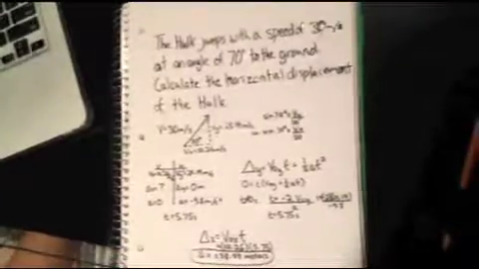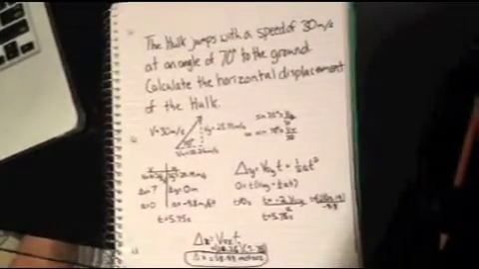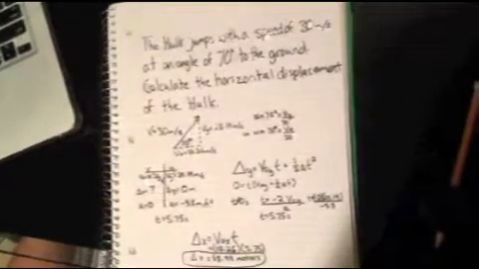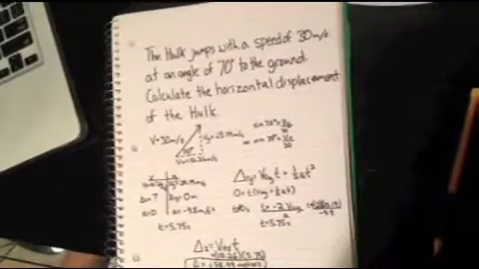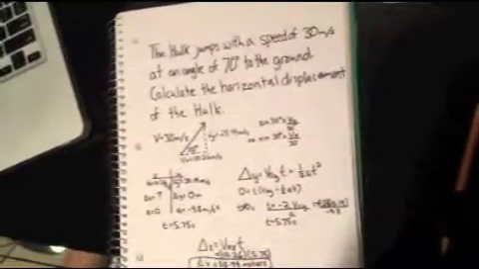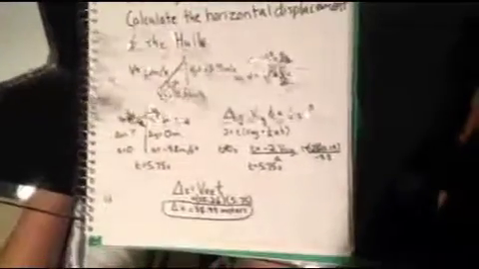So now we have a problem. The Hulk from the Avengers jumps with a speed of 30 meters per second at an angle of 70 degrees to the ground. Calculate the horizontal displacement of the Hulk. So now we can use what we learned to solve this problem. Horizontal displacement, or delta x, is what we're trying to find.